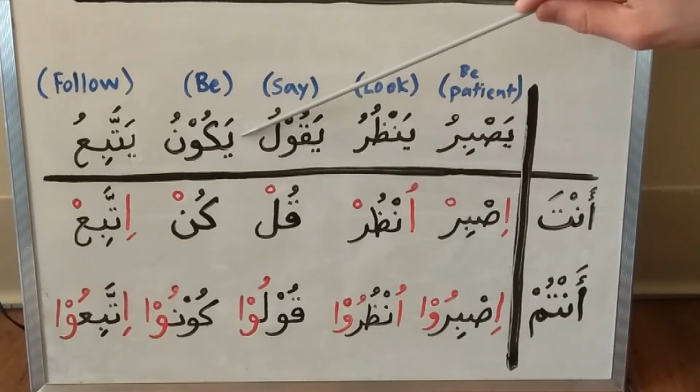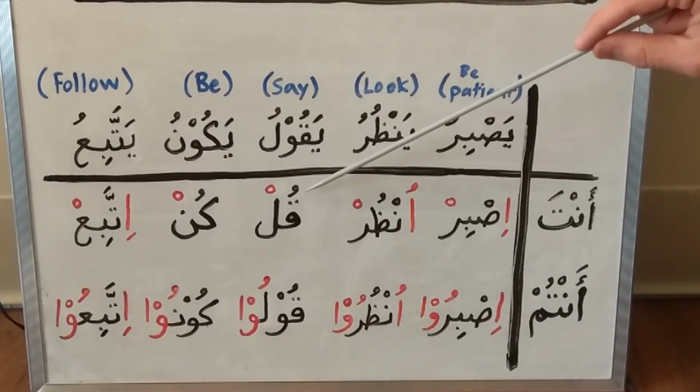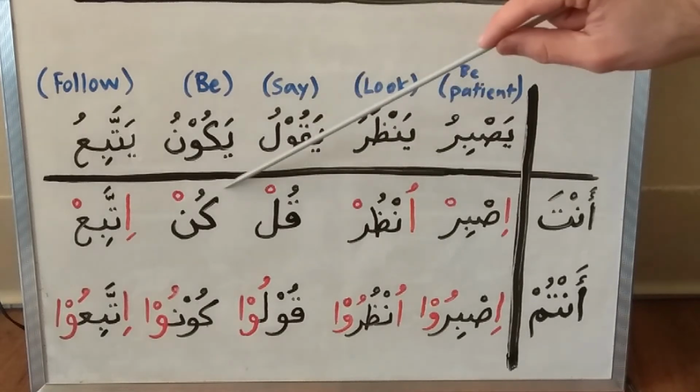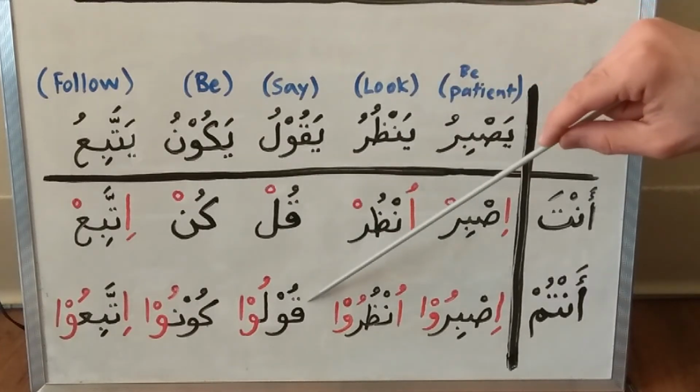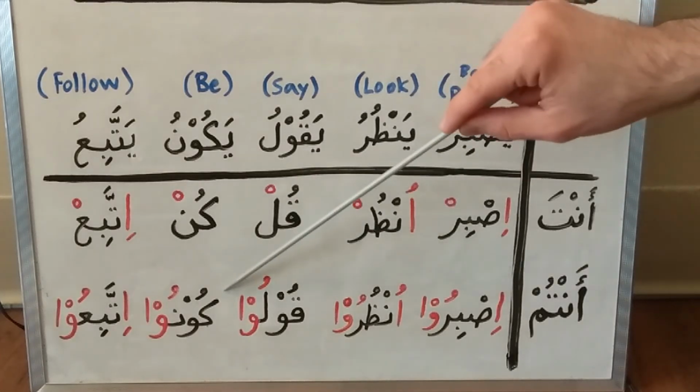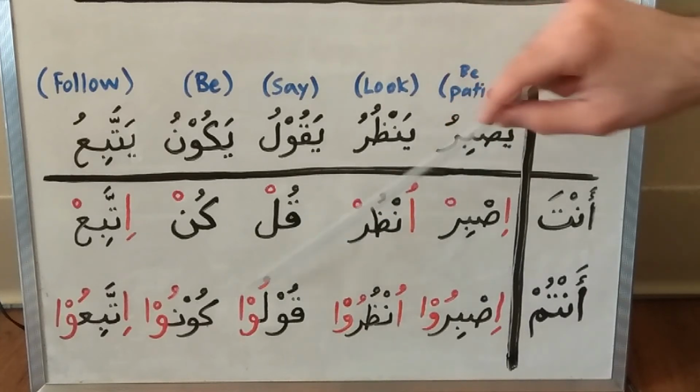Yaqulu and yakunu have the same pattern. When you're talking to one person, you just simply say qul, or you simply say kun, say and be. When you're talking to multiple people, you'd say qulu or kunu. Again, you're commanding to say or commanding them to be.